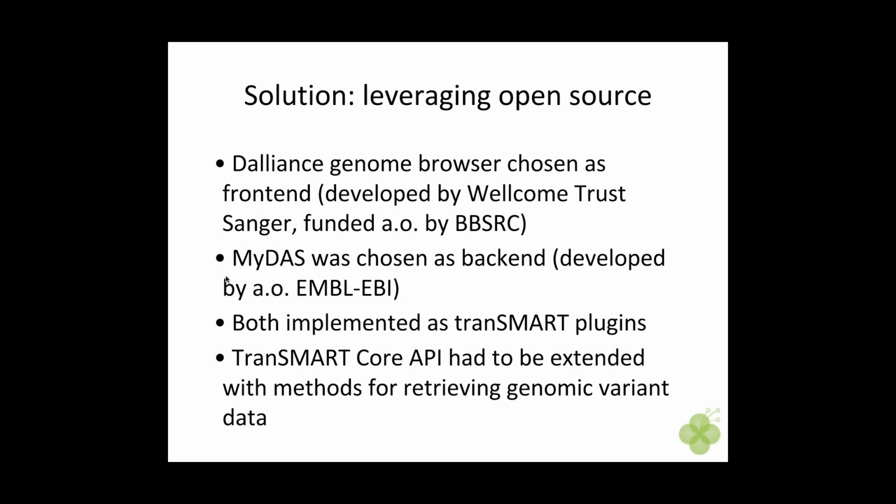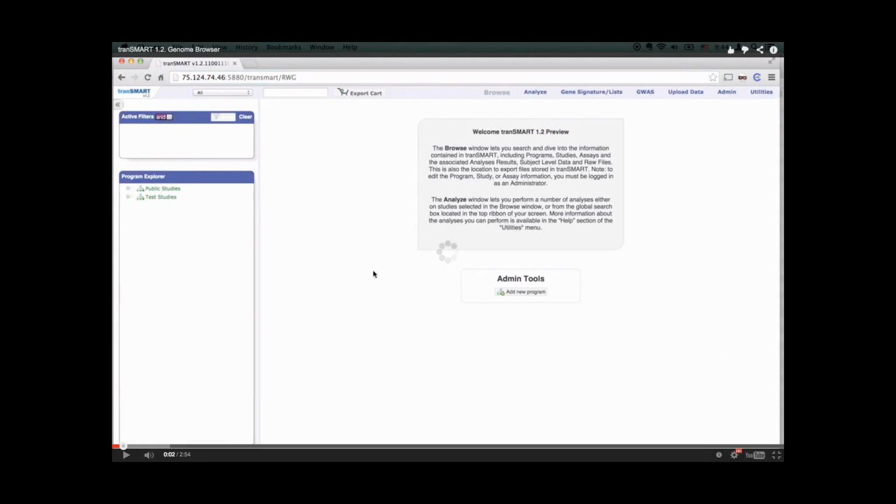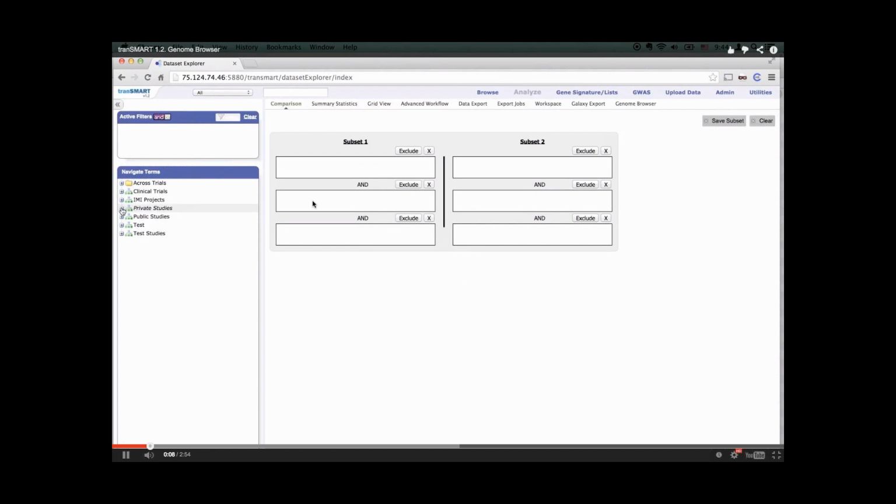The other component that we brought in is MIDAS, which is another open source software developed mainly by the European Bioinformatics Institute, and which delivers the backend services of showing the genome track data. Both of them are implemented as tranSMART plugins, and the tranSMART core API was also touched. I'll come back to that later when I talk about the RESTful API. So I'm trying to also showcase a little bit the technical background here. Not too much, hopefully. So basically, we have the core DB, which is an implementation of the core API of tranSMART. And then in this case, we use the MIDAS plugin, really, as I said, to bring in the track information that you see in the front end.